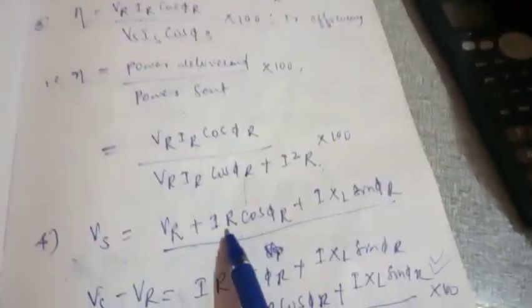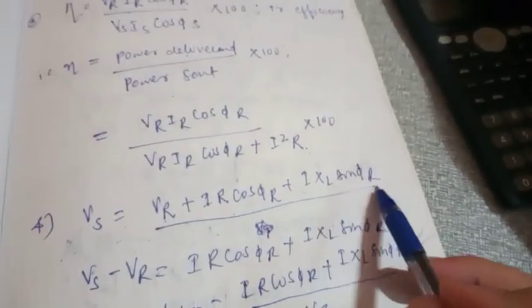So this is the new phi r. We have this formula, we have derived it here. See here, we have this formula. What is that formula? This is the fourth formula: Vs is equal to receiving end voltage plus IR cos phi r plus IXL sin phi r.